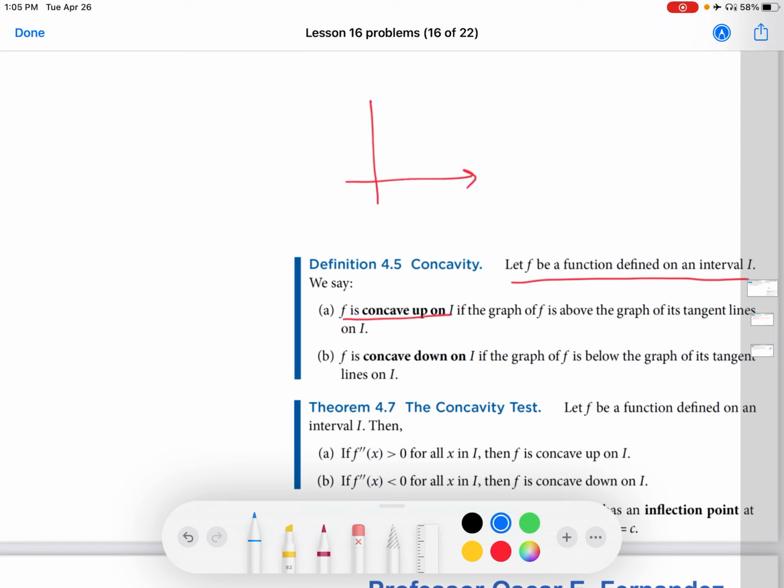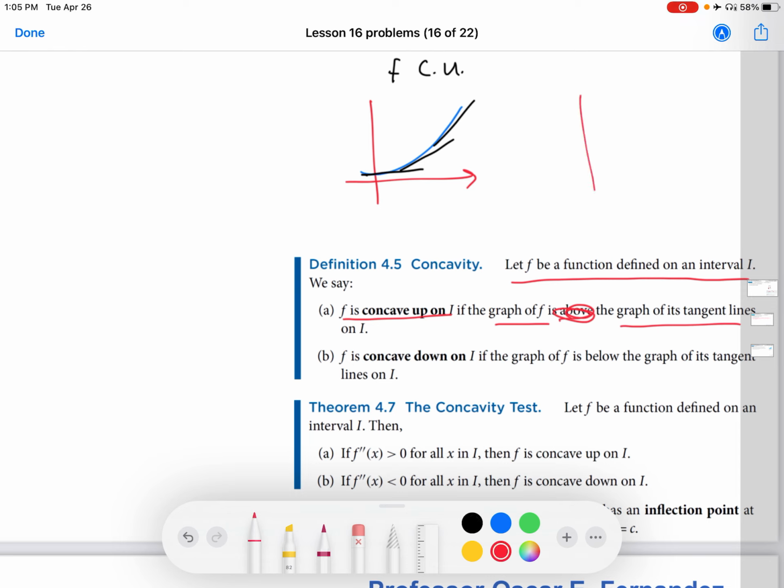I'll draw you a picture here. Concave up if the graph of the function is above, keyword there, the graph of its tangent lines. So in the graph that I've drawn here, if I draw the tangent lines, these are all below the graph of the function. Said the same way, the graph of the function is above the tangent lines. So in this case, the function f is concave up on this interval.